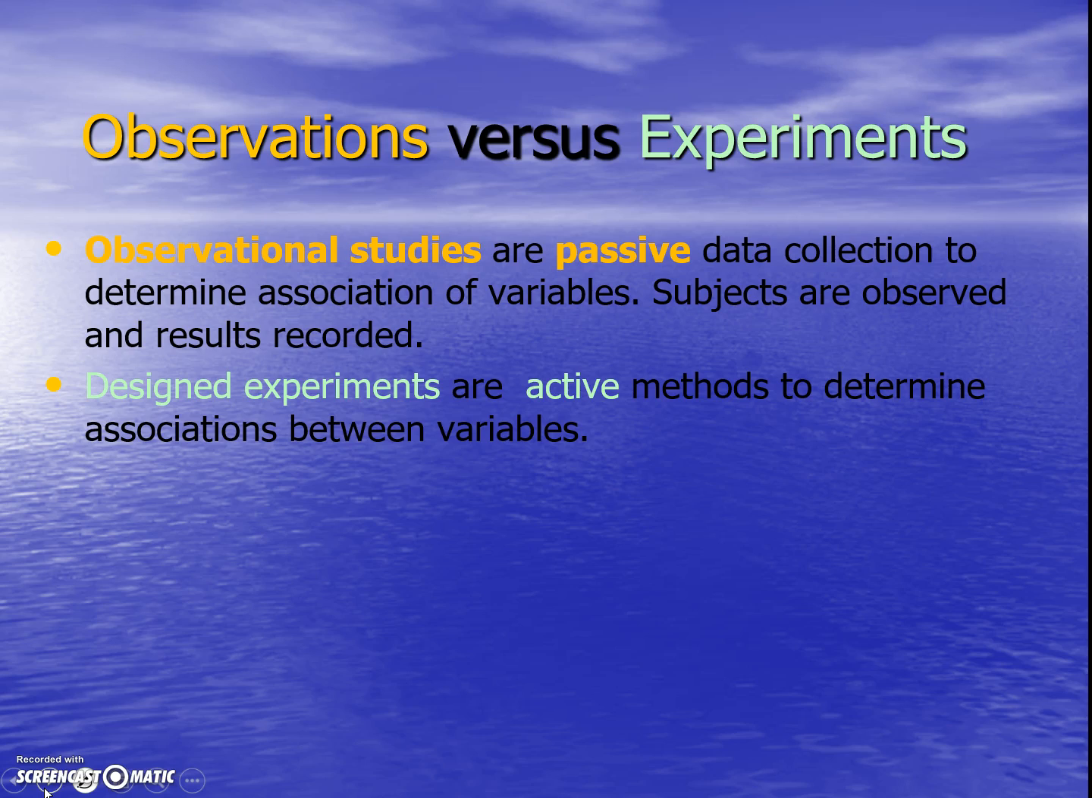Whereas designed experiments are active methods to determine association between variables. So for this, you might set up a table in which you had cup 1 and cup 2, and you asked people which they preferred.